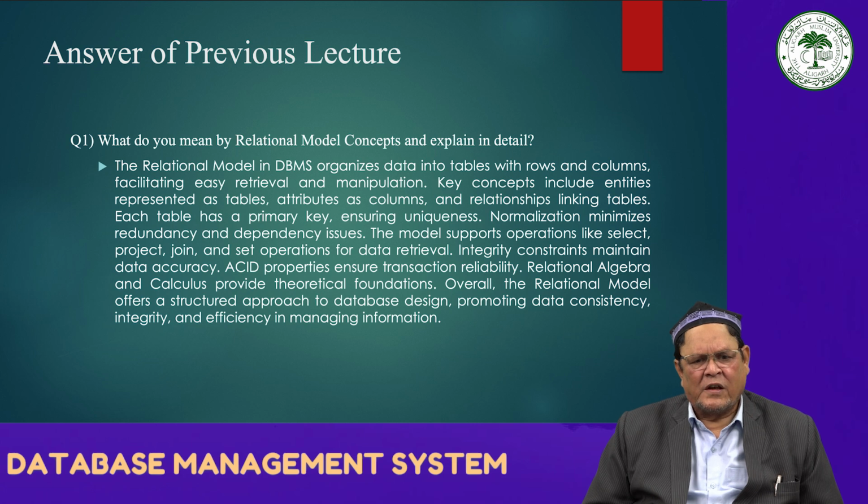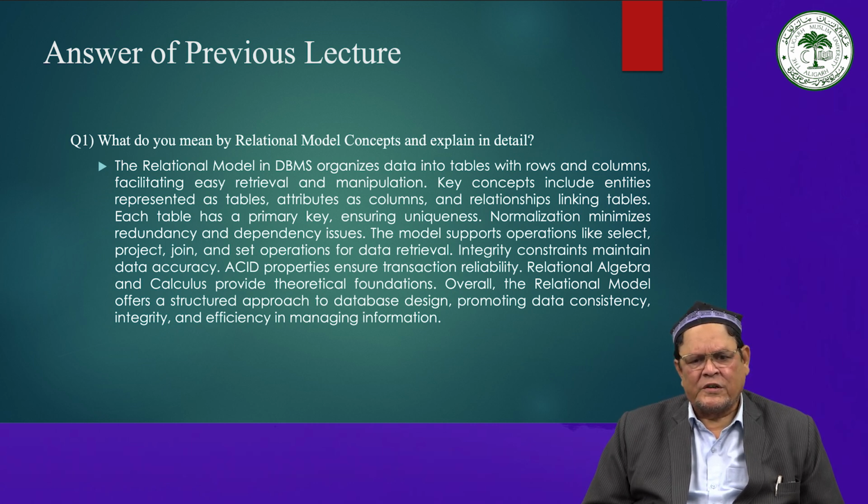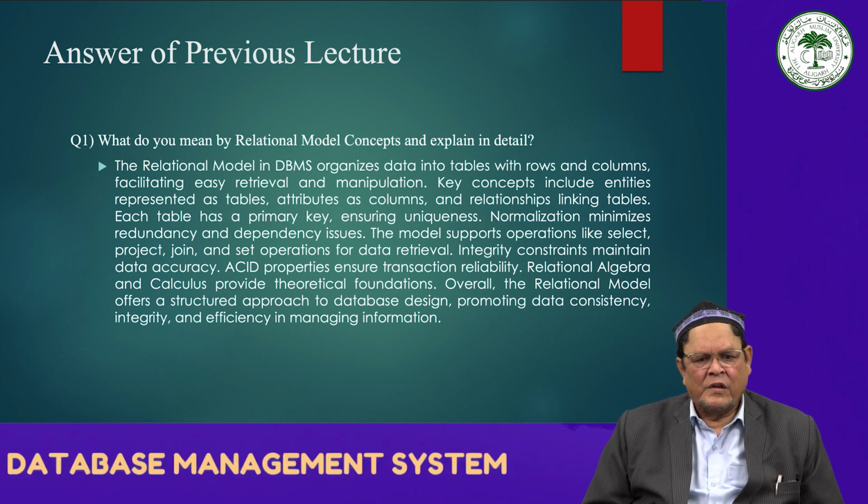The answer is, the relational model in database management system organizes data into tables with rows and columns, facilitating easy retrieval and manipulation. Key concepts include entities represented as tables, attributes as columns, and relationships linking tables. Each table has a primary key, ensuring uniqueness. Normalization minimizes redundancy and dependency issues. The model supports operations like select, project, join, and set operations for data retrieval.